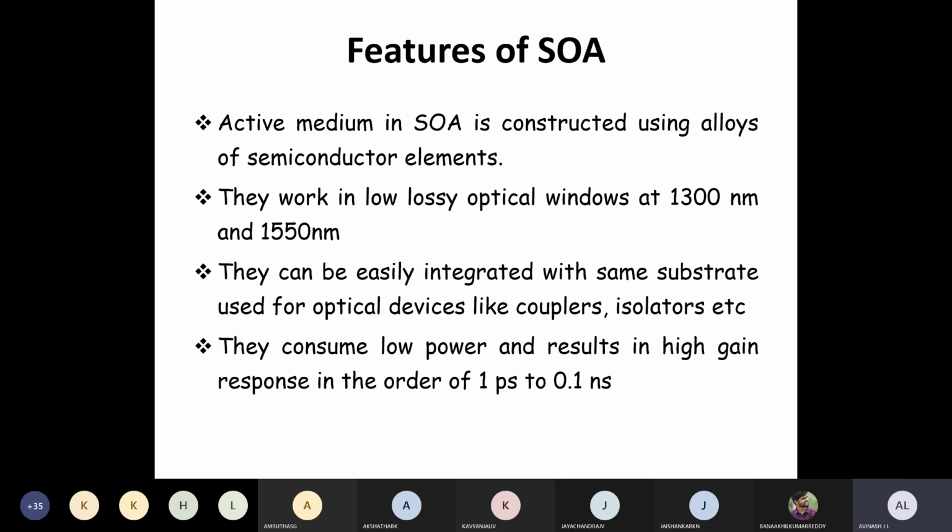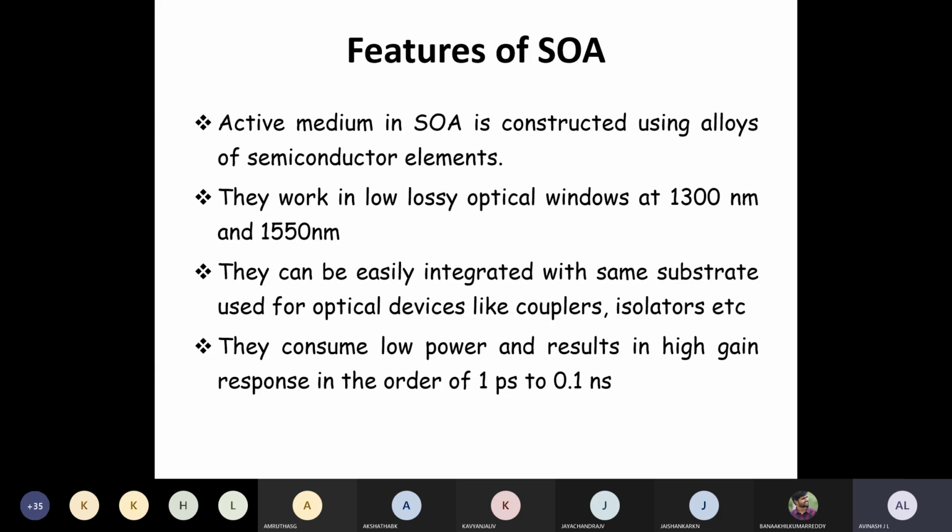What about the fourth feature? They can consume low power and result in high gain response in the order of 1 picosecond to 0.1 nanoseconds. Consuming less power for its operation is a very important and very advantageous feature, I can say. So they consume very little power and result in high gain response.